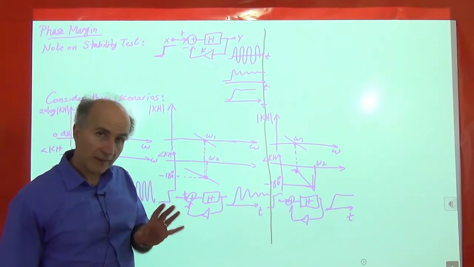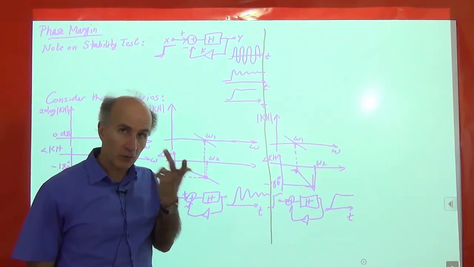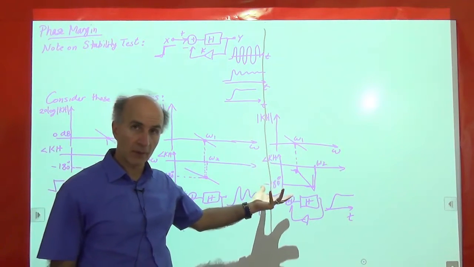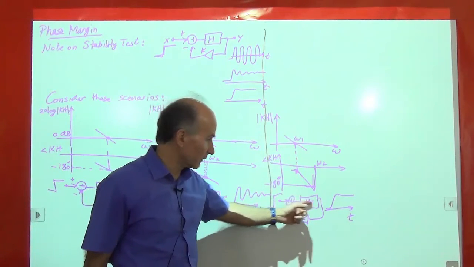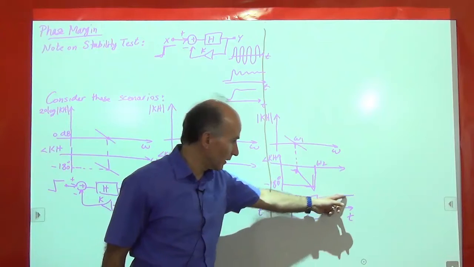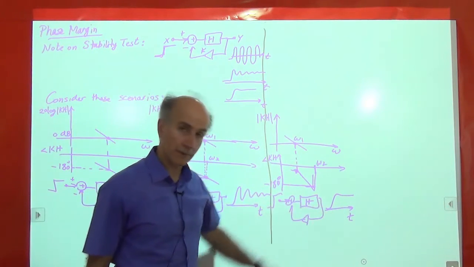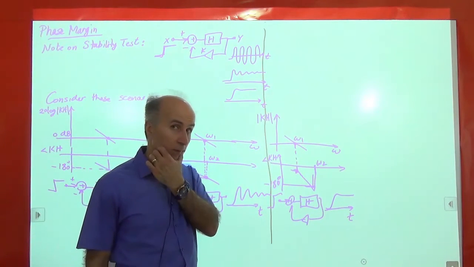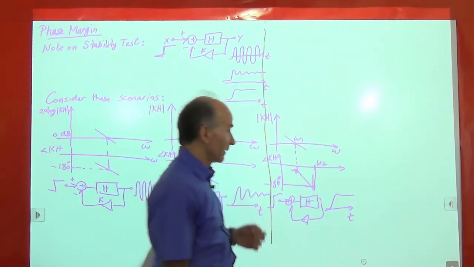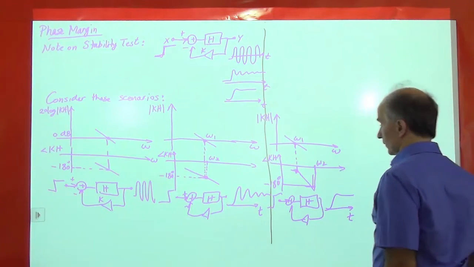So now the question is, how do I quantify this? What number should I choose? How should I choose these numbers when looking at these responses to ensure that the closed loop system will be nicely behaved? I don't want to be here, I want to be here. We have a very simple rule, and that's how we will ensure that. Let me change the color of my pen. It's a very simple and beautiful rule.